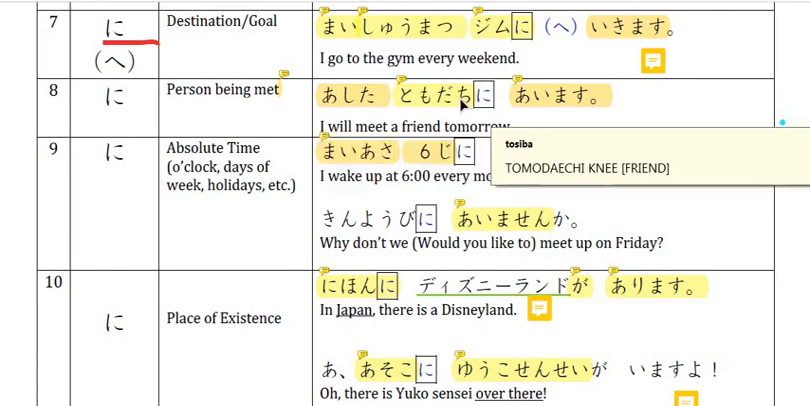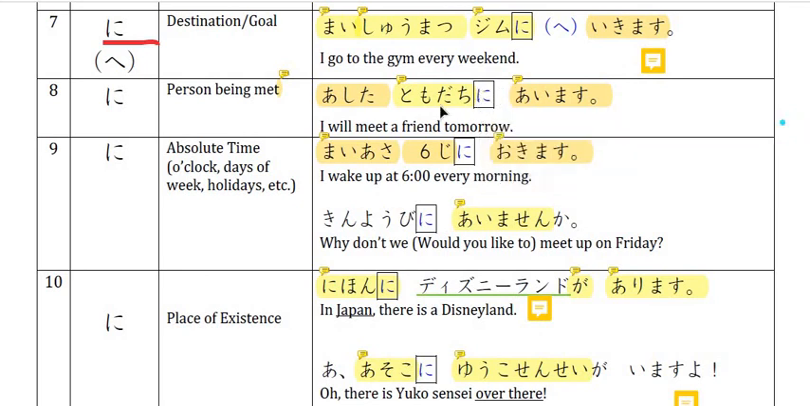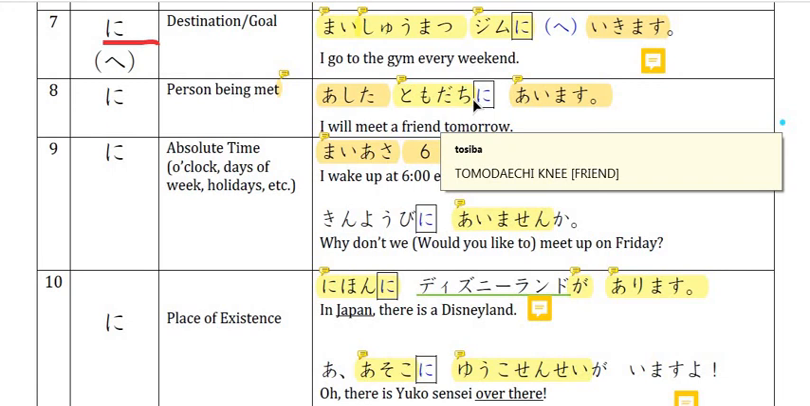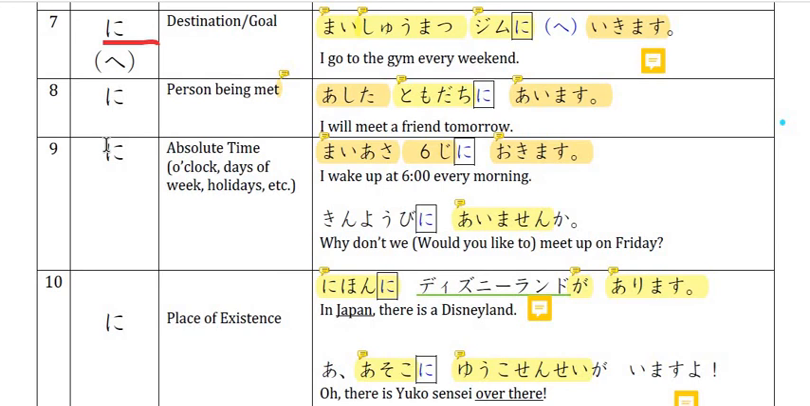Ashita is tomorrow. Tomodachi means friend, and this ni, which looks like a knee, the body part, is a person being met, marking particle. So whenever you meet somebody, that somebody is marked by the particle ni, and aimasu is to meet. The next function of the particle ni is the absolute time marker. So what is absolute time?